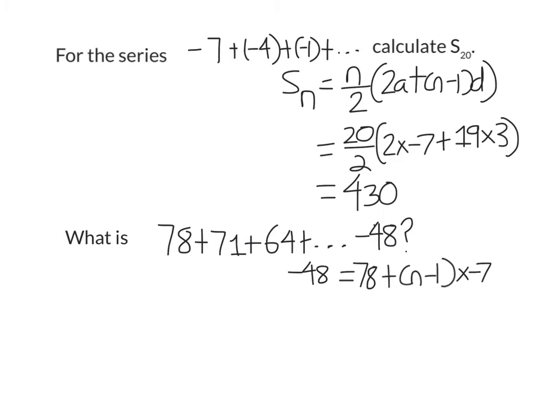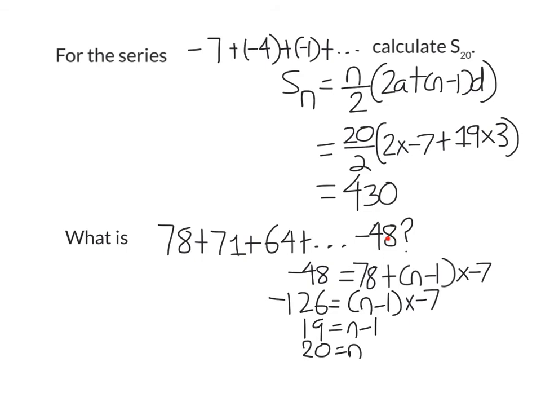So I'll start by subtracting 78 from both sides. And then I'm going to divide each side by -7 and add 1 to both sides. This means that -48 is the 20th term of this series. So to find the sum of all this, I'm again finding S20.